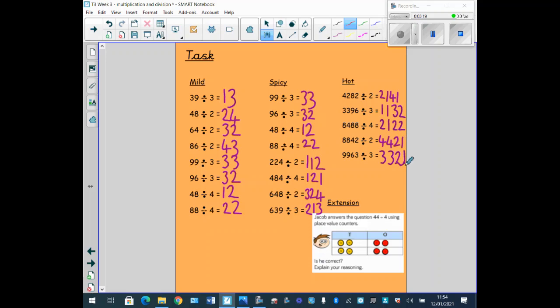Okay, well done, boys and girls, on all of your hard work. Make sure we tick these off, and well done if you got them right. Great stuff.